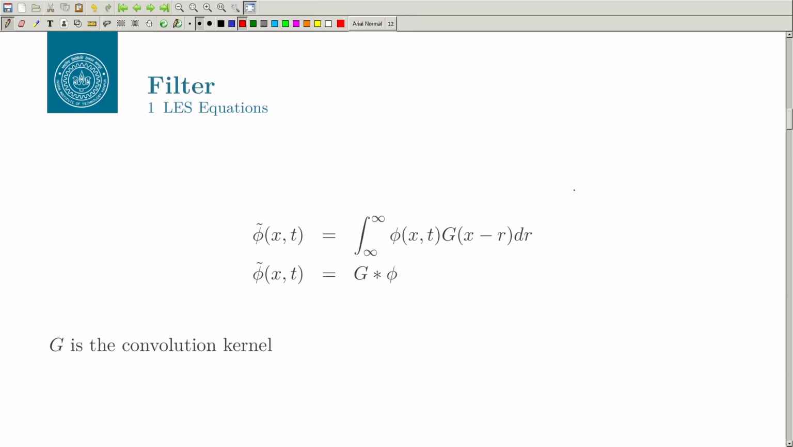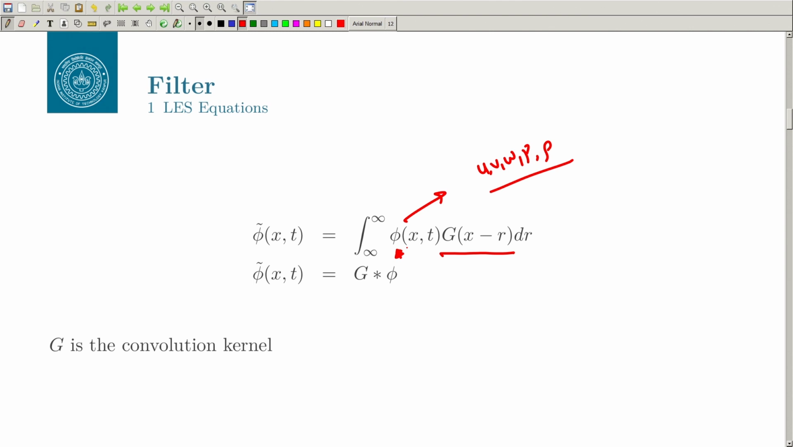So, a filter is basically a kind of convolution operation, which is what is written here. Phi can be any quantity: u, v, w, p, rho, etc. In incompressible flow it is only u, v, w, p, and if the flow is compressible, then we will have rho as well. What this convolution operator or filter does is act on this function phi and change the nature of phi.